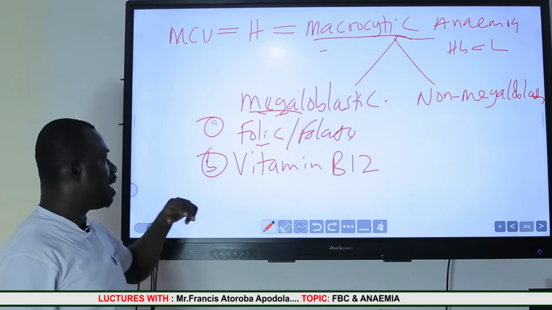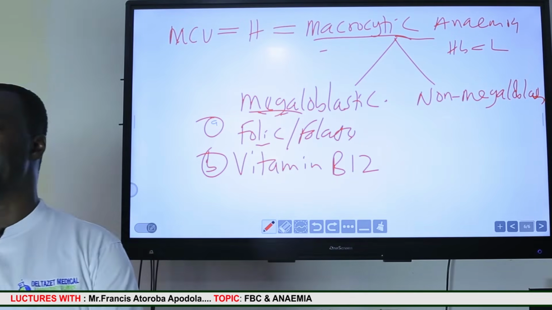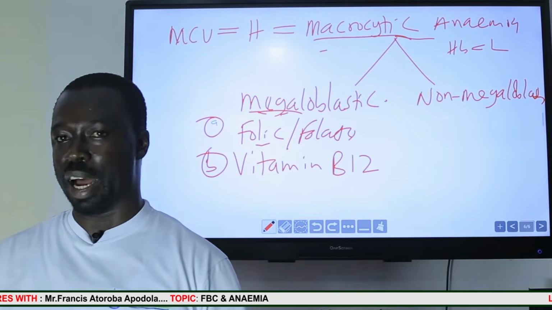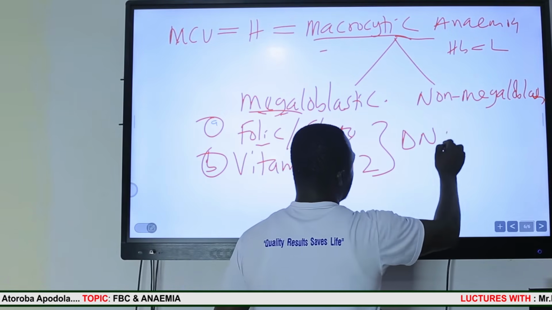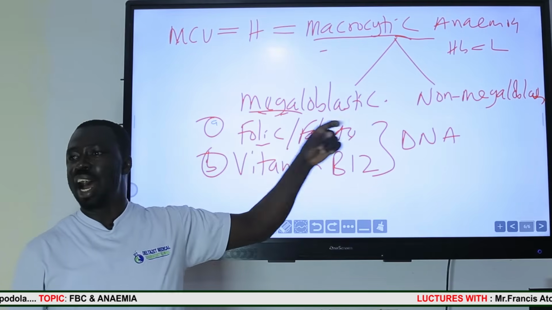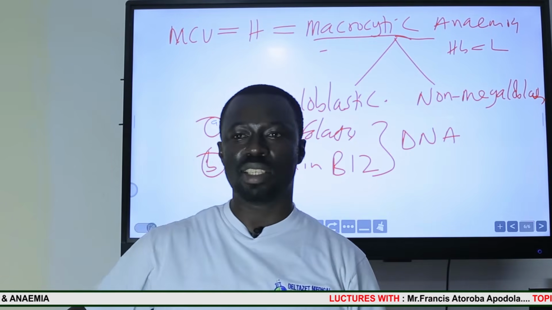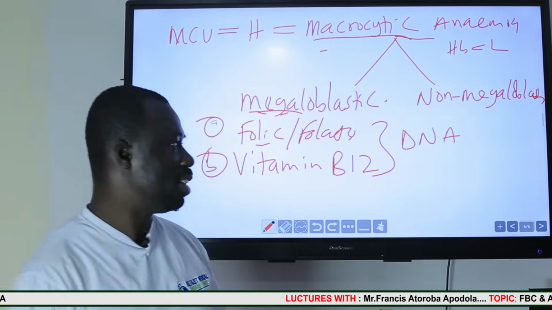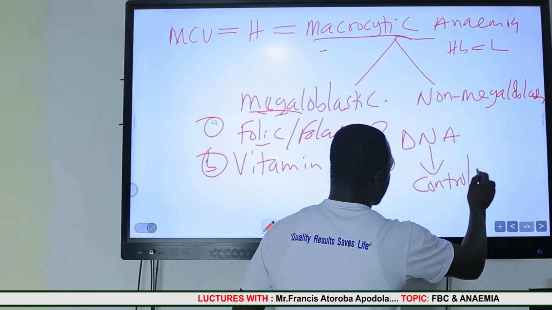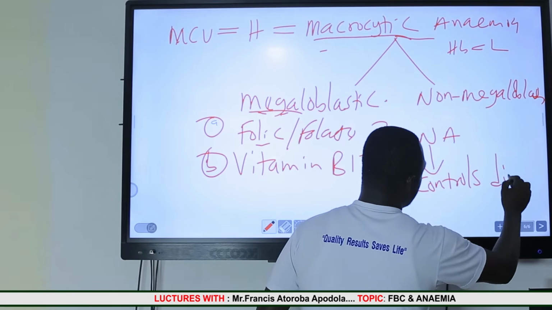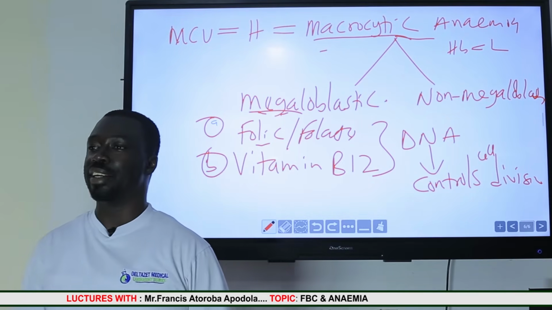So we want to establish the reason why folic acid or folate or vitamin B12 deficiency can make the red blood cell sizes become larger than normal. These nutrients are actually essential ingredients in the synthesis of DNA, for every cell to undergo cell division. What controls cell division? DNA controls cell division. Any cell without a DNA can never divide.